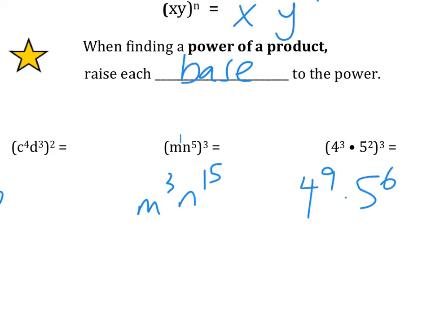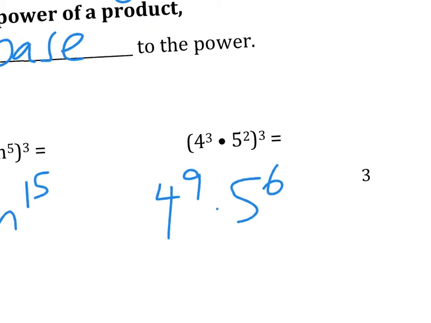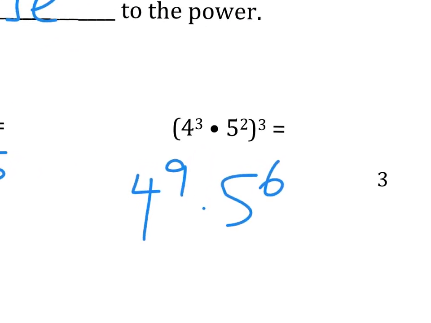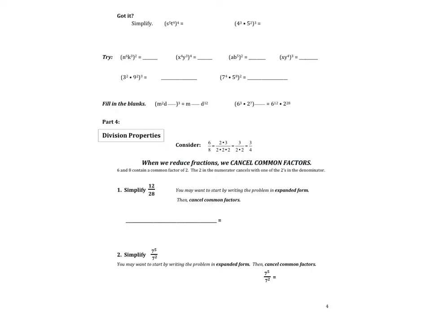Now notice how we could have bases that are variables like m and n, and then here we could have bases that are integers like 4 and 5. So here, again, the base does not change, 4 and 5, but then you have 3 times 3, which is 9, 2 times 3, which is 6. Same property, keep the base, multiply the powers.